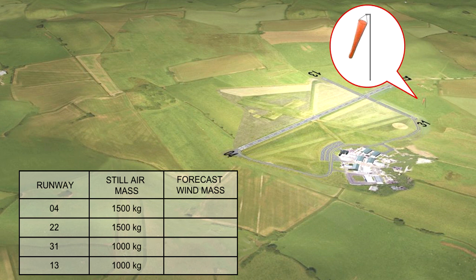In our example on screen, assuming zero wind, runway 04 and runway 22 both allow a maximum landing mass of 1,500 kilograms, but runway 31 and runway 13, being much shorter runways, allow a maximum landing mass of only 1,000 kilograms. Therefore, the most favourable runway in still air is either runway 04 or 22, which both allow a maximum landing mass of 1,500 kilograms.